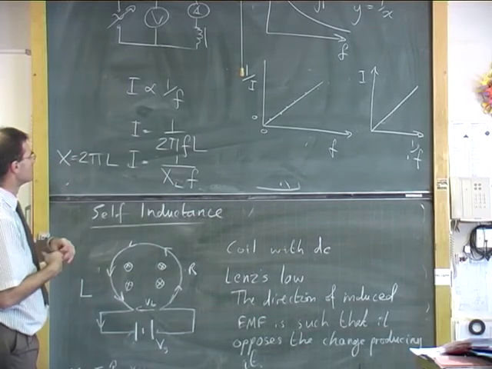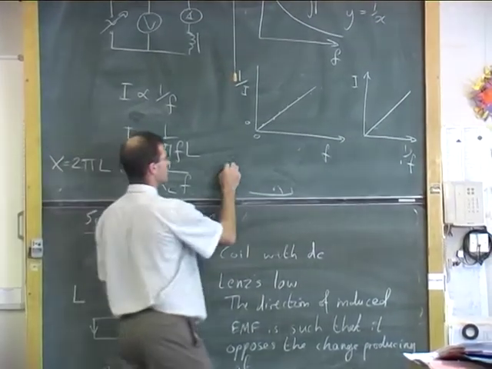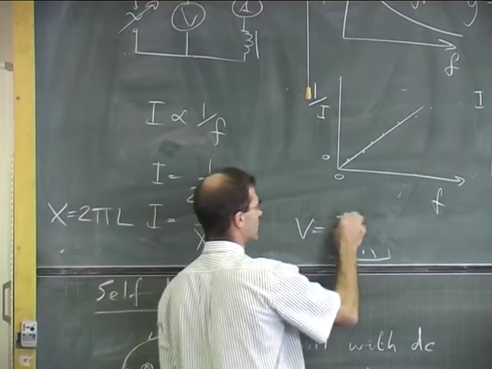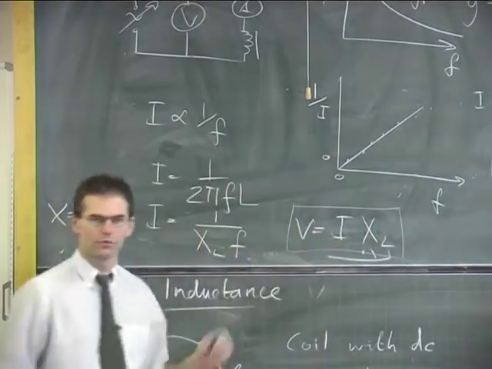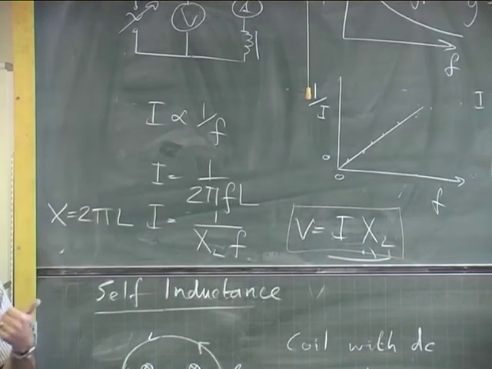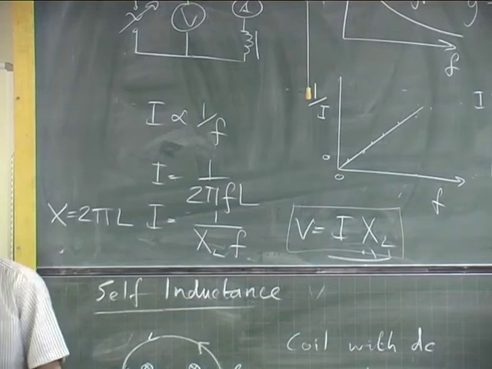So you can, in an equation, put that V is equal to I times XL, and that would actually give you the voltage across an inductor if you knew the current and you know the thing's reactance. But that's not actually part of Advanced Higher.